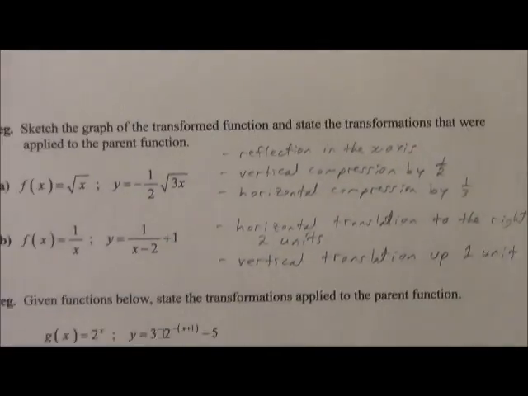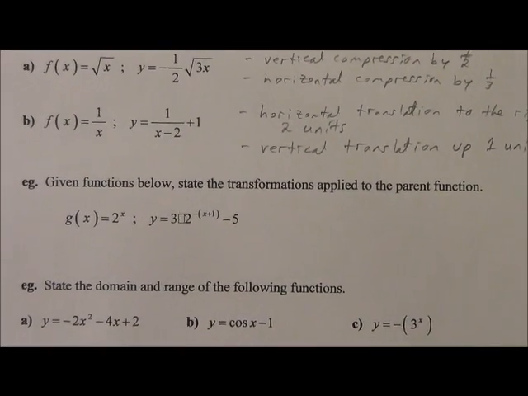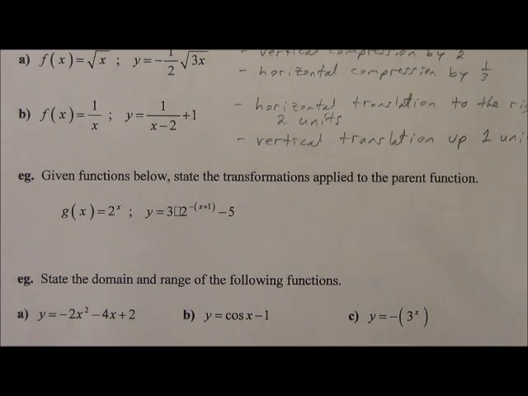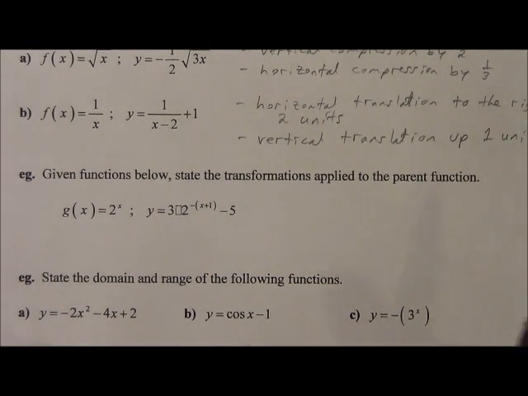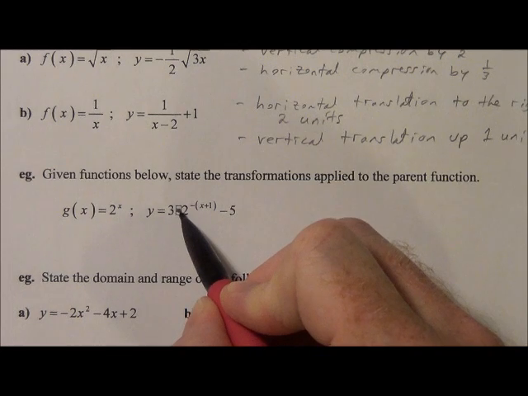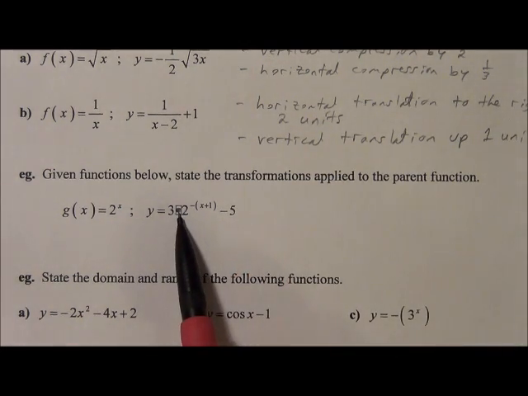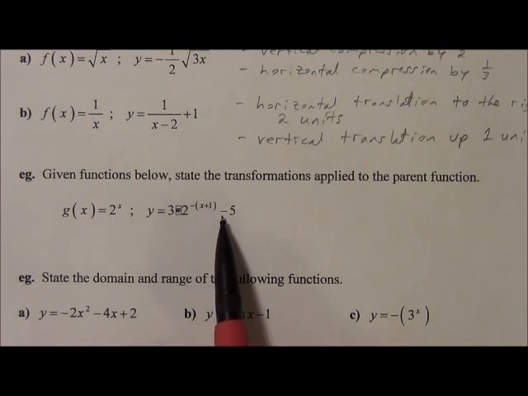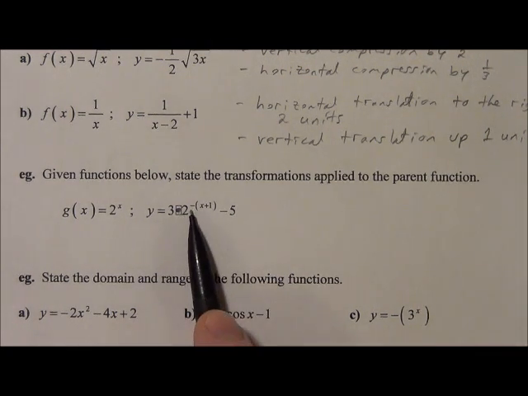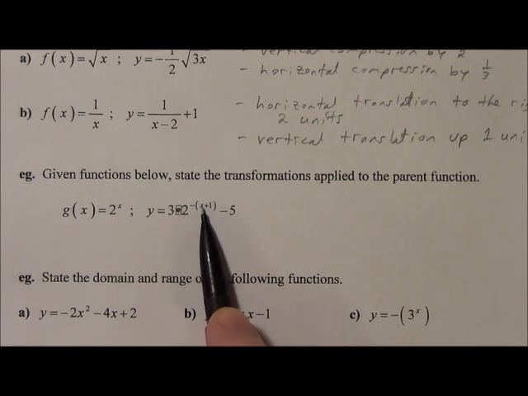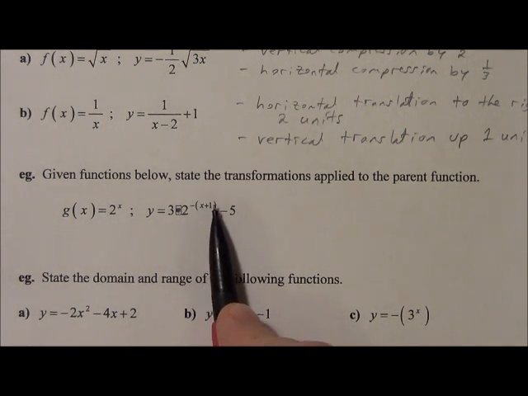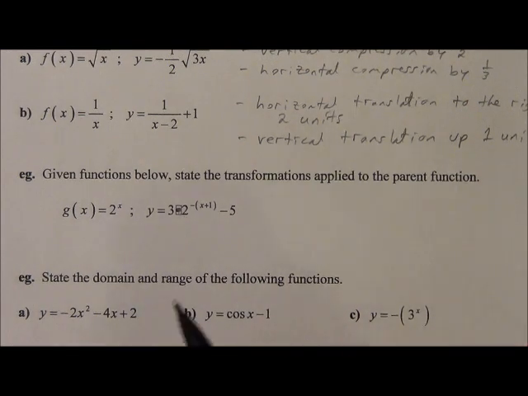Okay, and now let's move along to this next example. We want to state the transformations applied to the parent function. The parent function, as we see, is 2 to the x. That's an exponential function. This little box, my printer didn't print that out properly. That's just a dot for multiplication. So it's 3 times 2 to the negative x plus 1 minus 5. The negative has already been factored out of the x part of the function, so we don't have to do anything with that.